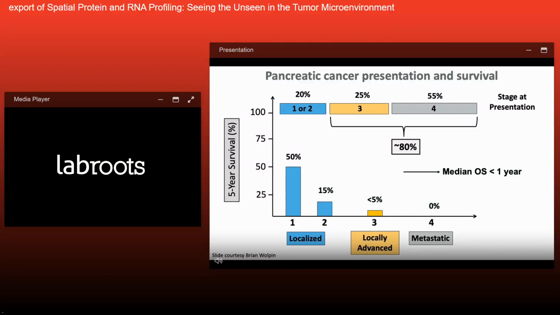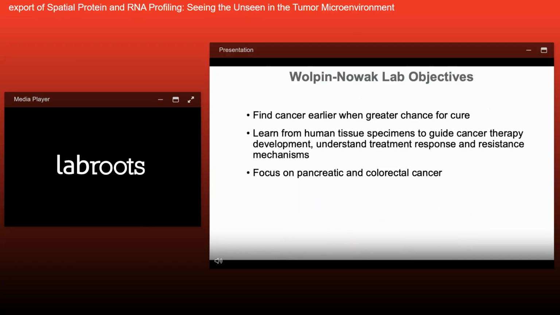Pancreatic cancer is one of the most lethal solid tumors. It's the third most common cause of cancer-related mortality in men and women, almost exactly on par with colon cancer. One of the reasons for this is that about 80% of patients present with late-stage disease where a potentially curative resection is not possible. Even for those that present with stage 1 or 2 disease, as you can see on the left, 5-year survival is 50% or less. Most of these patients, unfortunately, will eventually recur and die of their disease.